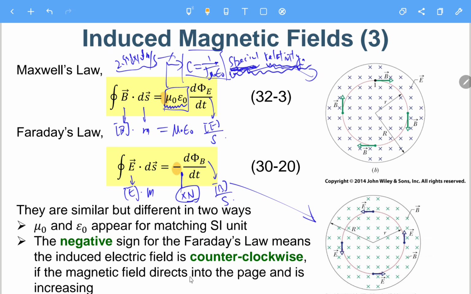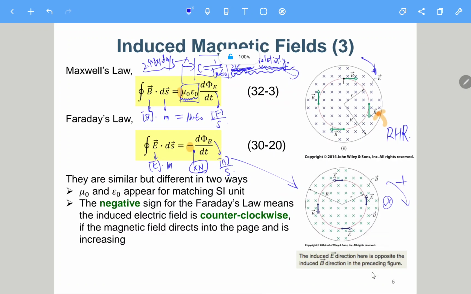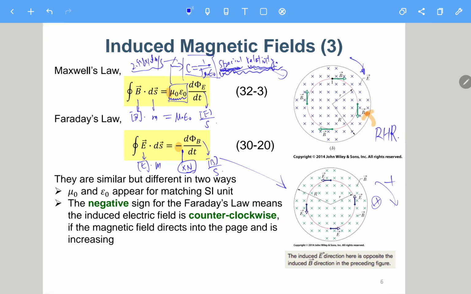It says if the magnetic field directed into the page is increasing, if we assume that both fields are increasing, E field increasing for this one, B field increasing for that one, then the induced B field should be clockwise. This one, the induced E field should be counterclockwise. They should follow the right hand rule. The right hand rule means you just use your thumb pointing into the page, so your fingers will be in this direction. Here you also use your thumb pointing into the page. This is the positive direction, but here we have a negative sign, so the E field is counterclockwise. So that's the idea.